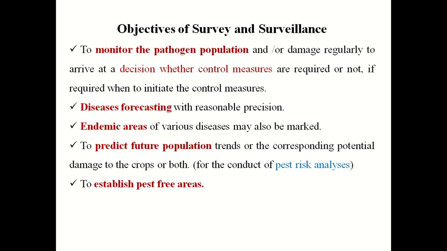Information from survey and surveillance is also helpful to find out the future population of the pathogen and the respective yield loss caused by them. So it is also helpful for pest risk analysis. It is also useful for the establishment of pest free areas, which helps to establish trade policy with other foreign countries. And nowadays we know the importance of survey, surveillance and monitoring. As we all know, the pandemic of COVID-19 is going on, and continuous monitoring, survey and surveillance of infected patients may reduce the spread of this disease.